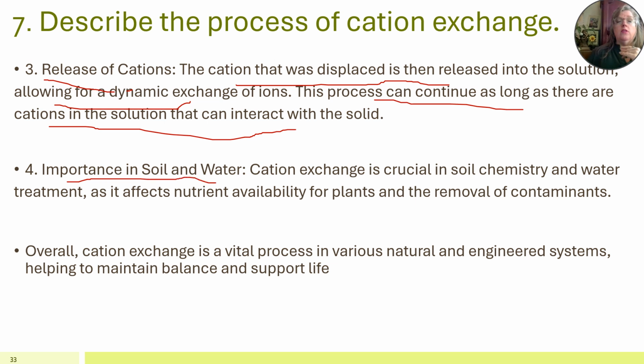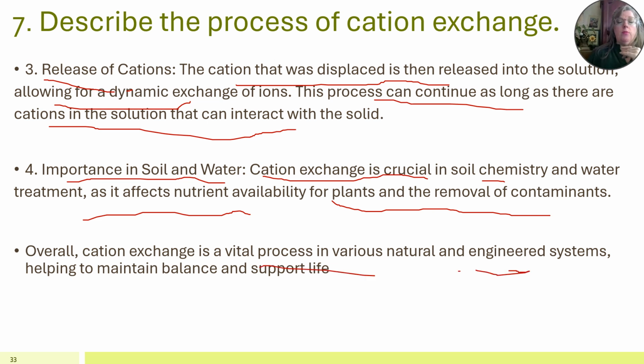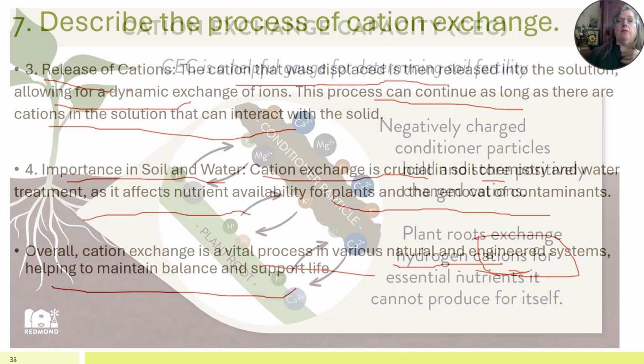The importance in soil and water: cation exchange is crucial in soil chemistry and water treatment, as it affects nutrient availability for plants and the removal of contaminants. Overall, cation exchange is a vital process in various natural and engineered systems, because we can do this ourselves on purpose now that we know how it works, helping to maintain balance and support life.